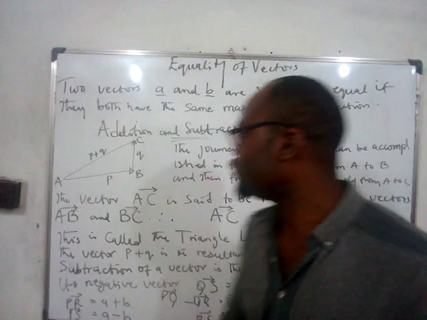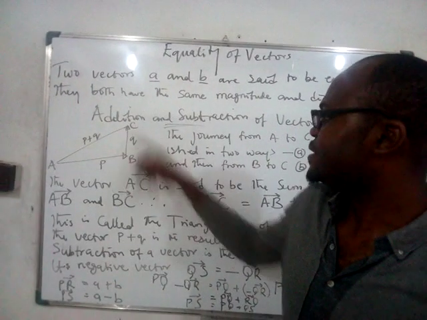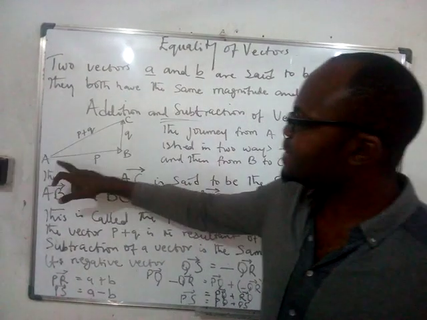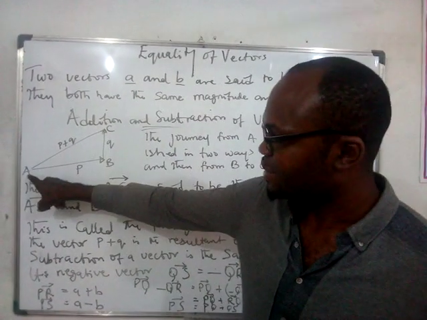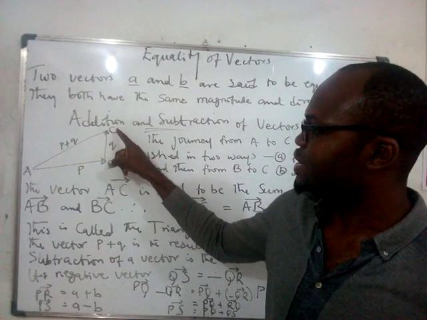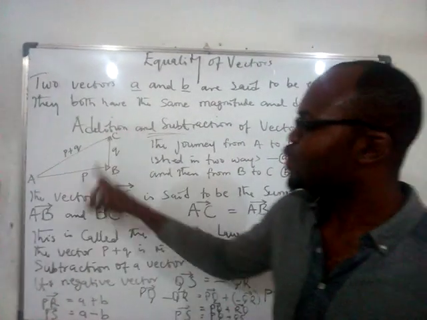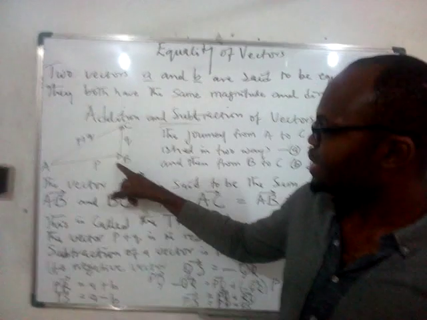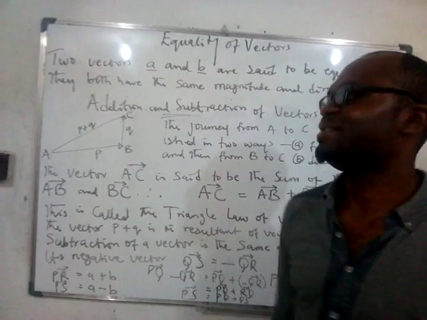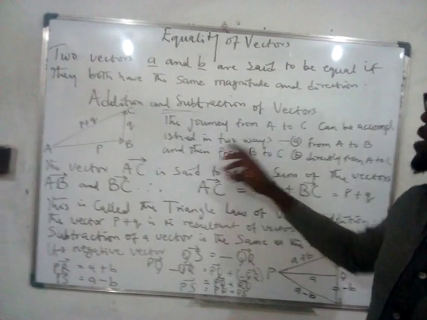How can you add up two vectors? Let's say you have vectors AB and BC. If you want to get to C from A, there are two ways you can get there. You can either go directly to C, or you can go A to B, then B to C. So you can simply say that A to B plus B to C is the same thing as saying A to C directly.